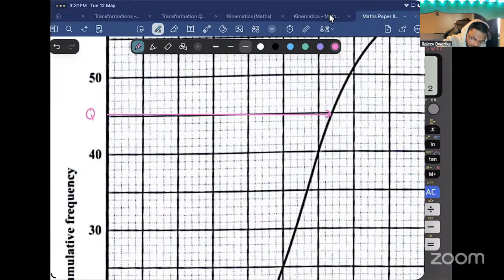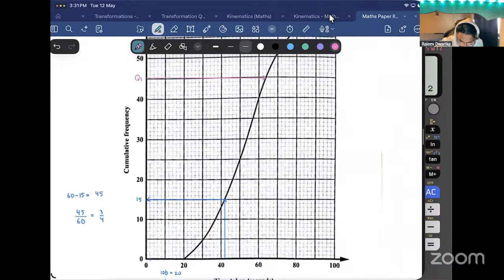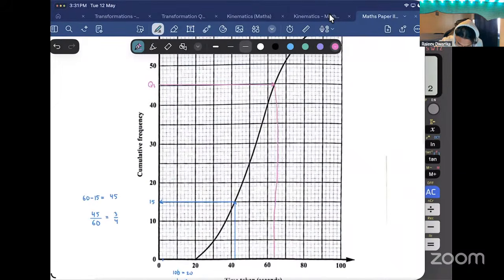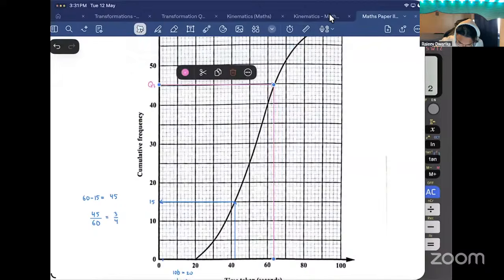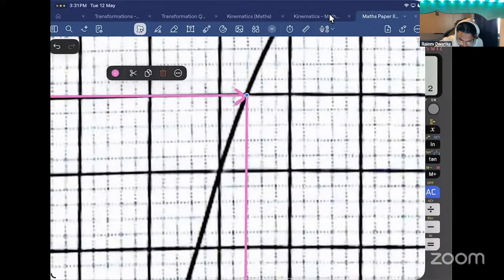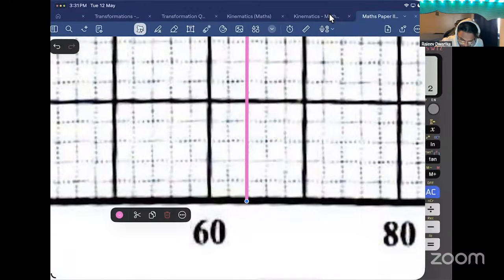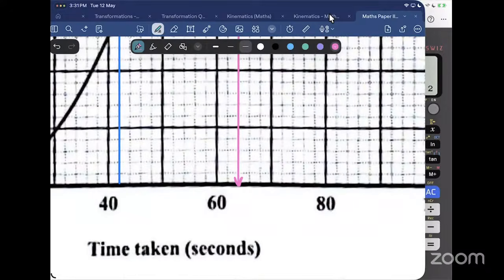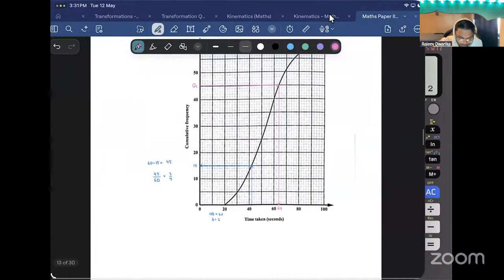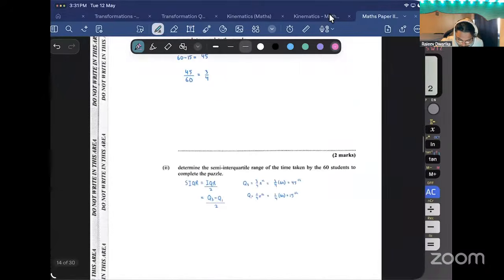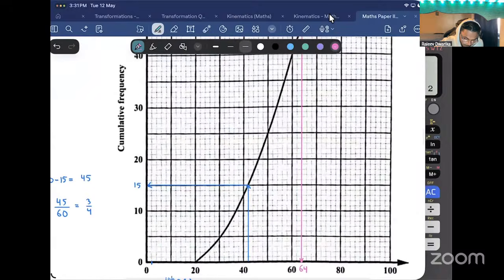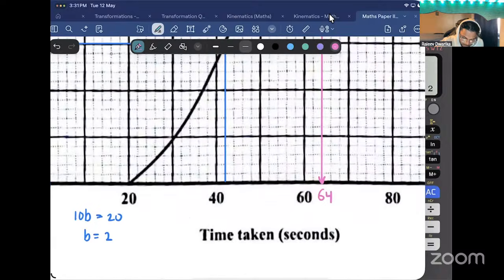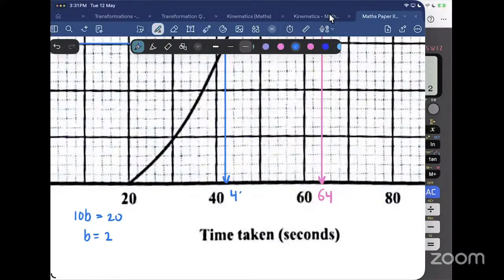You had to bring it down. What are we looking like, guys? 64. 64, right? That's 64. And let's find Q1 now. So Q1 is going to be 15 too. So we know what that is, guys. What is that? Q3. It could be the 42.